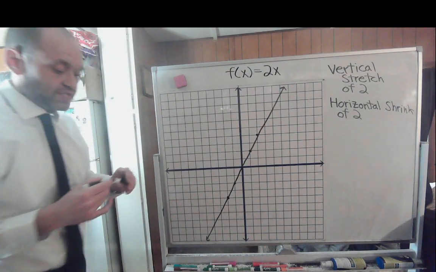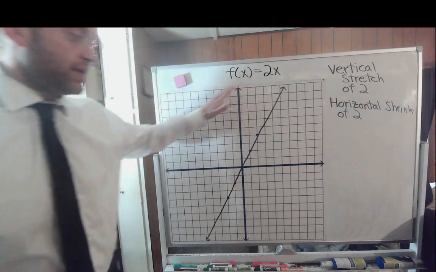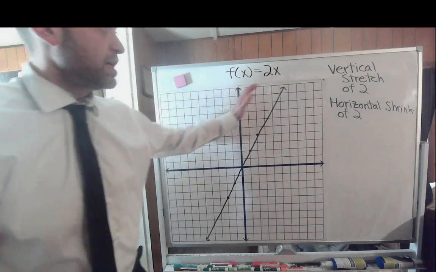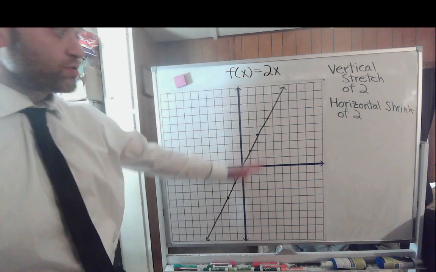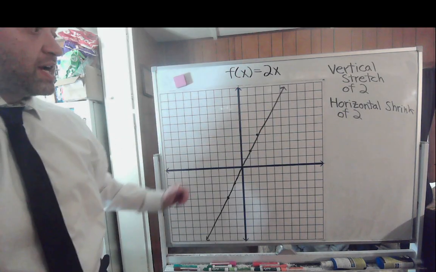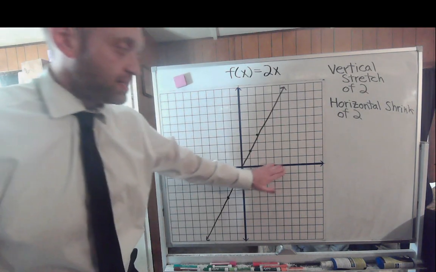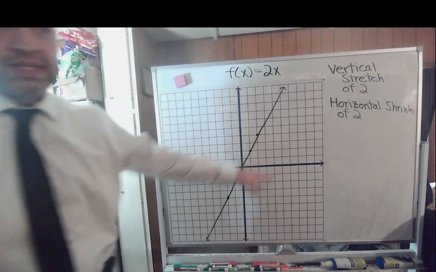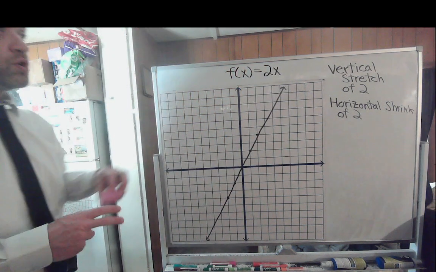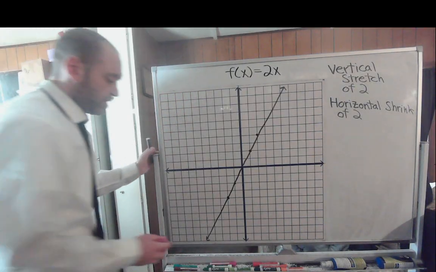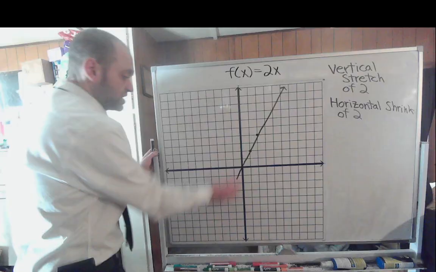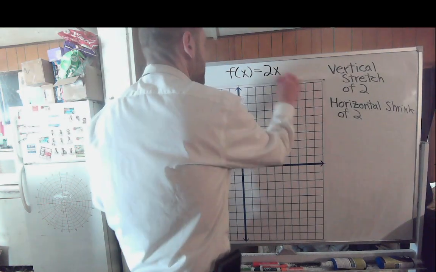Let's go ahead and draw the graph of f of x equals 2x. So what I have done to the original graph of f of x is I've stretched it vertically by a factor of 2. You see it's more vertical, but I have shrunk it horizontally because it's not as close to the x-axis as it was. So that's how a vertical stretch and shrink work. Now let's combine some of these transformations.